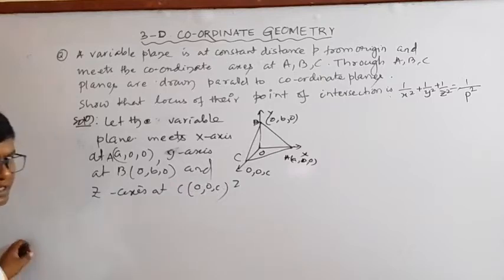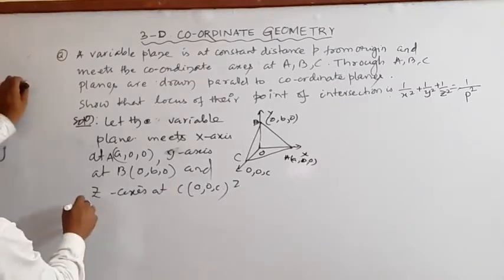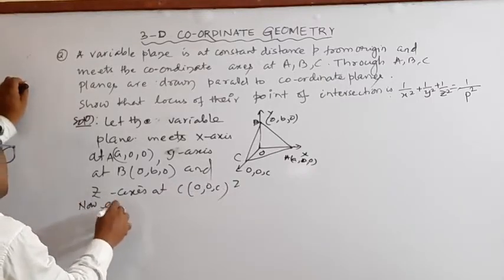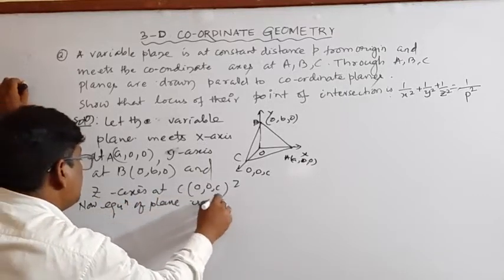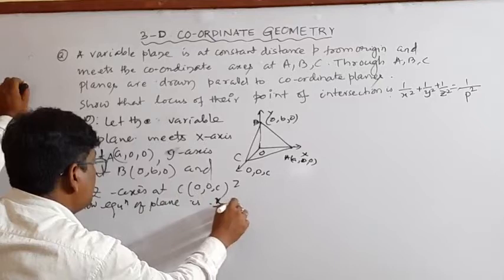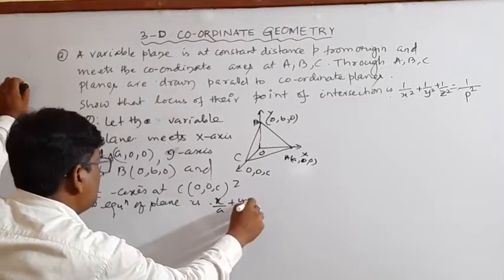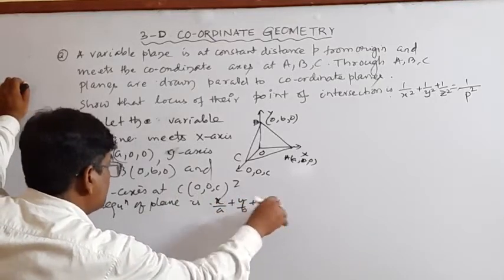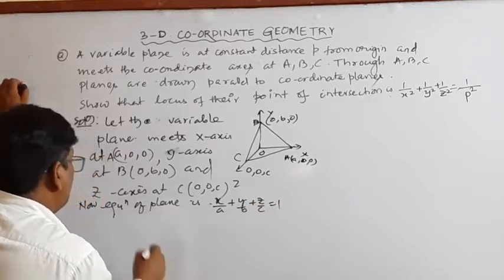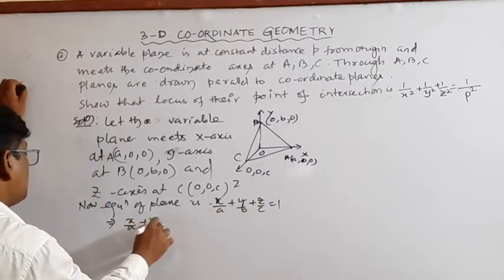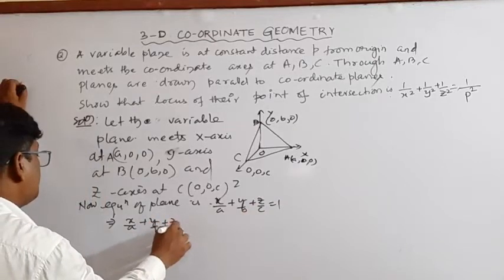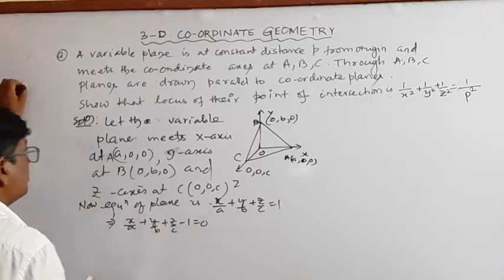Now the equation of the plane is x by a plus y by b plus z by c is equal to 1. And we can write this as x by a plus y by b plus z by c minus 1 equal to 0.